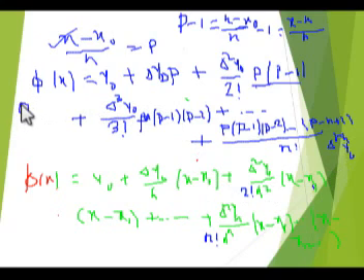Here x can also be written as x0 plus p h. It can be obtained from this: x is equal to x0 plus p h.